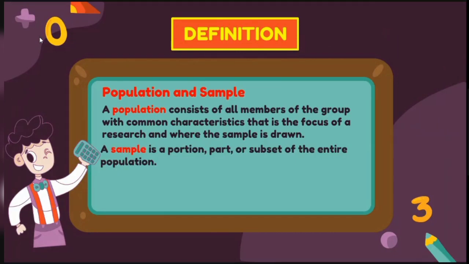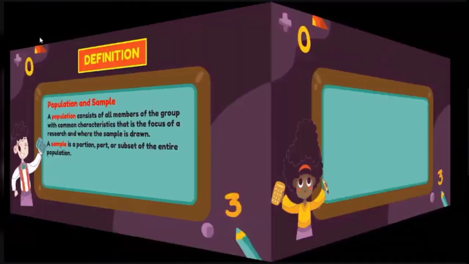For the sample, a sample is a person, part, or a subset of the entire population. When you say sample, it is just a partition of the population. So going back to my example, of our 90 students, I will just get 20 students out of the 90 students to represent the mean or the result of the given examination of my students.